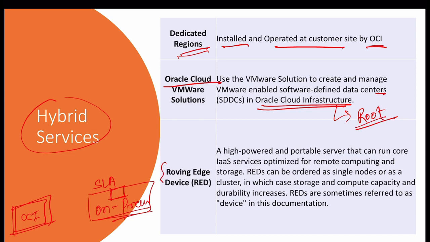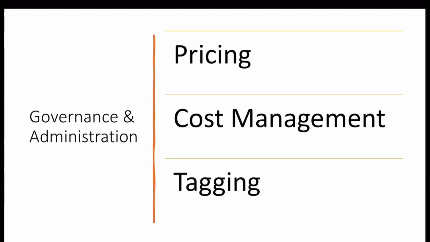Next service we have is roving edge devices. What are those devices? These are installed inside your organization, and they collect data from your organization, and it will be replicated to OCI, so you can have a view. So these devices are used for this. I did not see any question related to it, but just understand this thing. So this is about the hybrid services. Let's see what we have next.